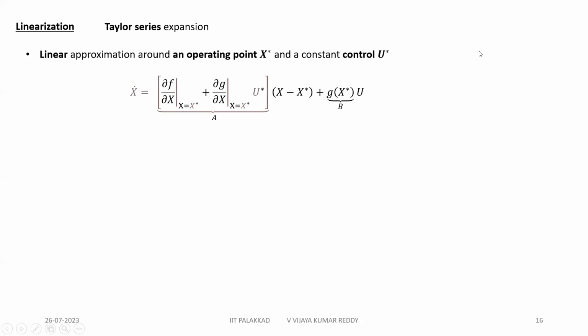So now if I want to apply some linear control techniques like pole placement or LQR, I want to do linearization. There are some other types of linearization techniques, for example state feedback linearization. Here we'll use Taylor series expansion, which is a linear approximation method. We'll linearize around some operating point x star with some constant control input u star. What does it mean? Usually we linearize around some equilibrium point, right? So what does it mean that we are linearizing around an operating point?